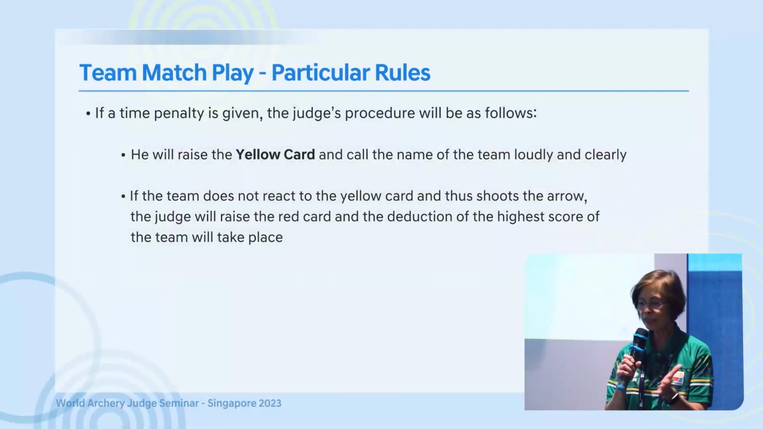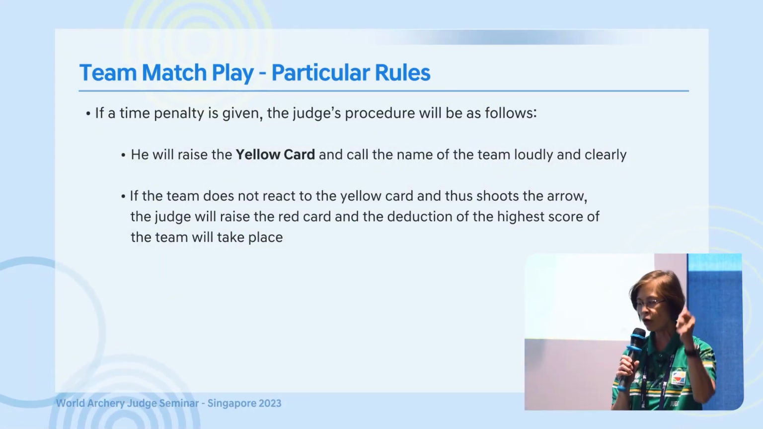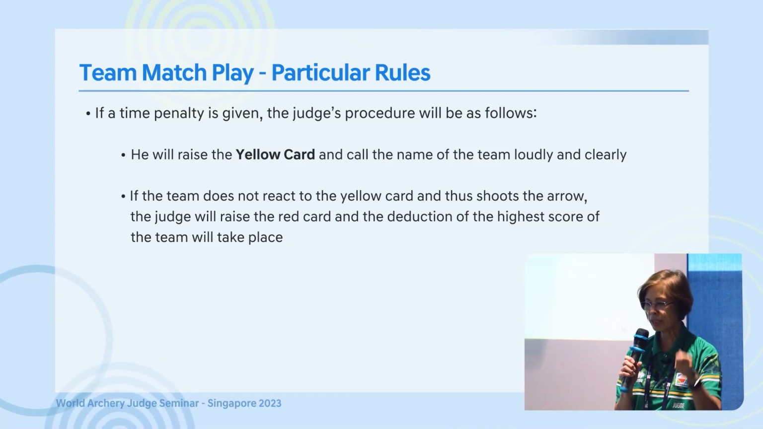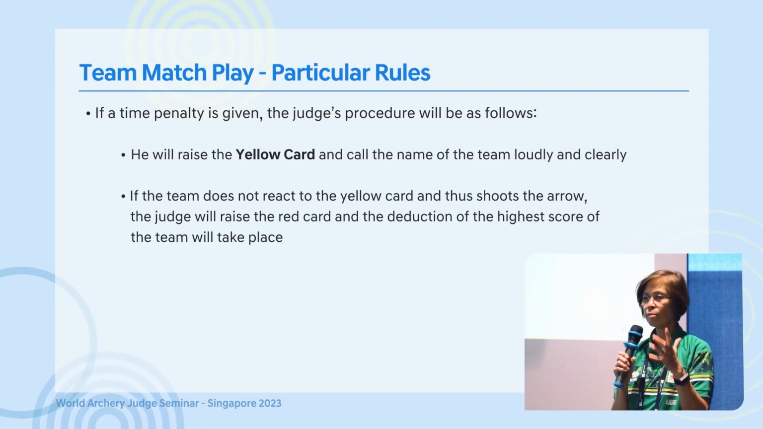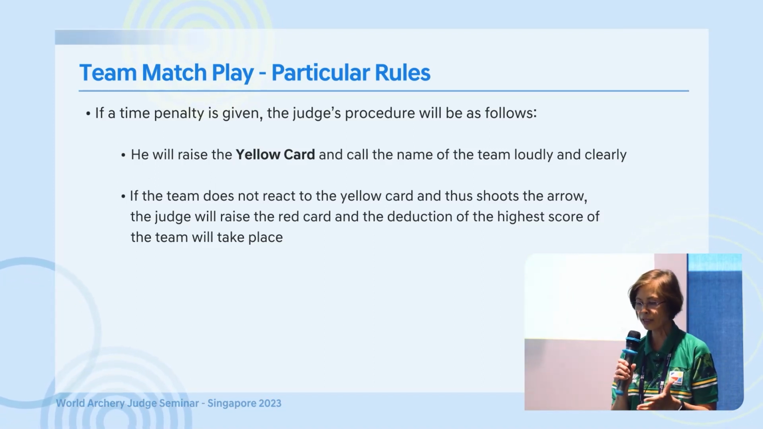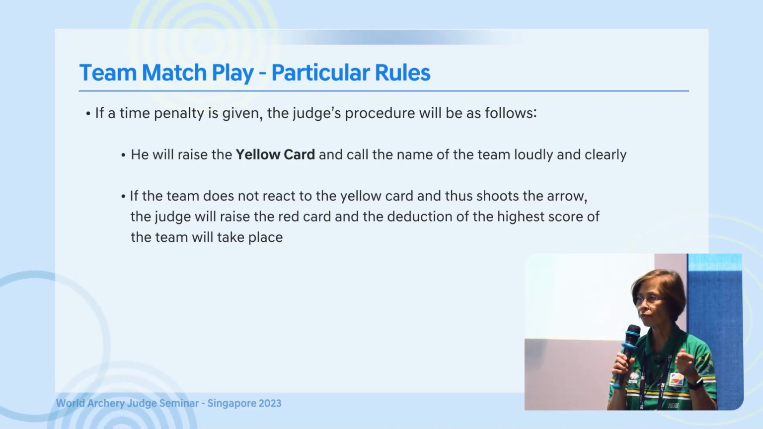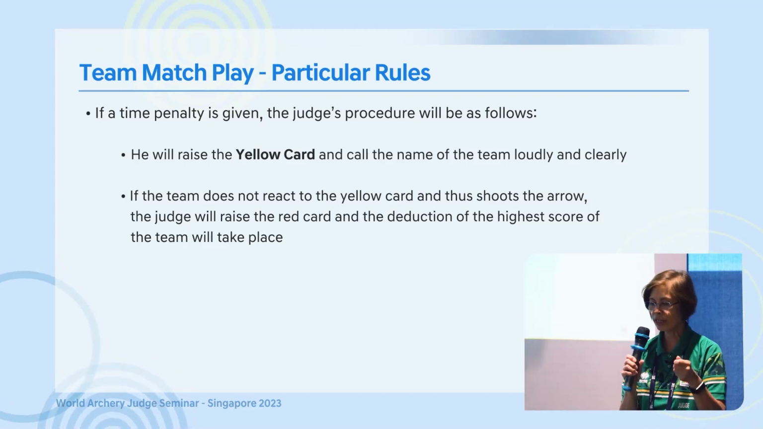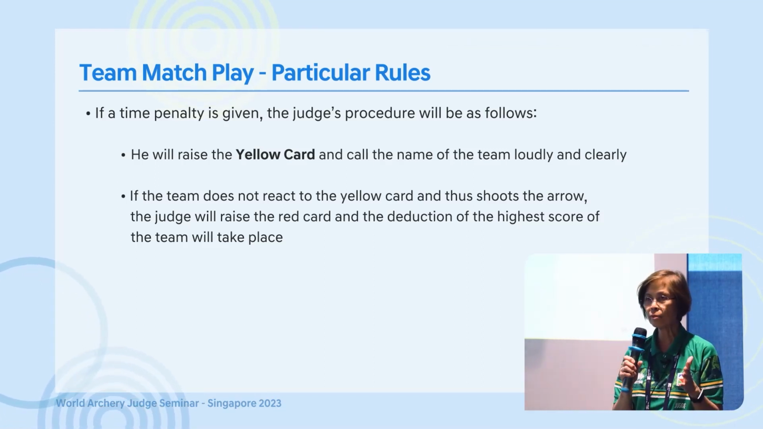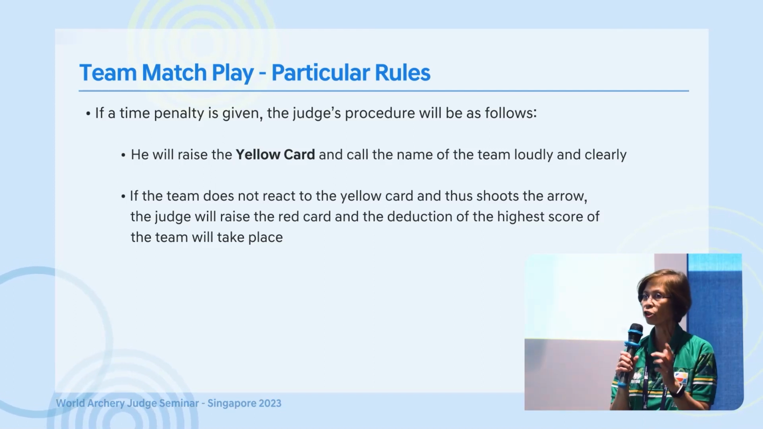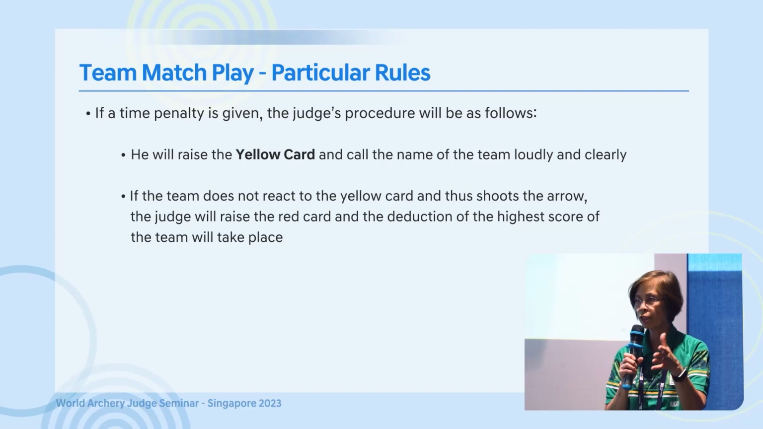Now, if a time penalty is given, the judge's procedure will be as follows. You raise the yellow card and you call the name of the team loudly and clearly. And if the team doesn't react to the yellow card and shoots the arrow, what do you do? You raise the red card, and the highest score of the team is deducted, not just that archer's, but the team as a whole, remember they're one.